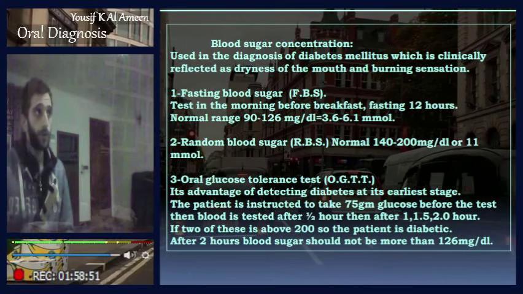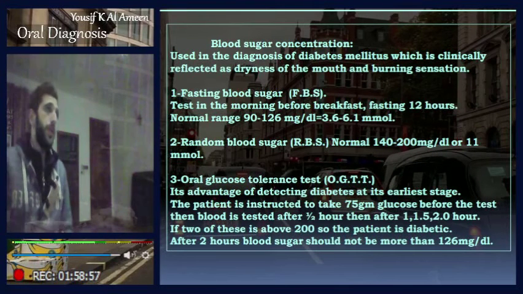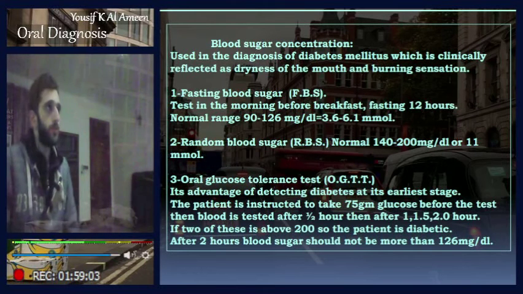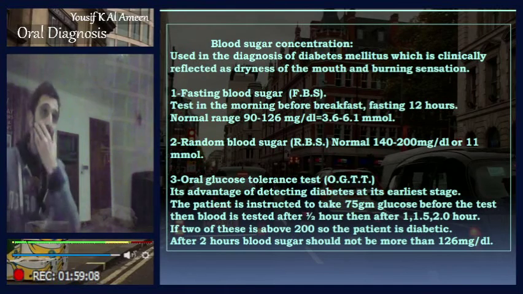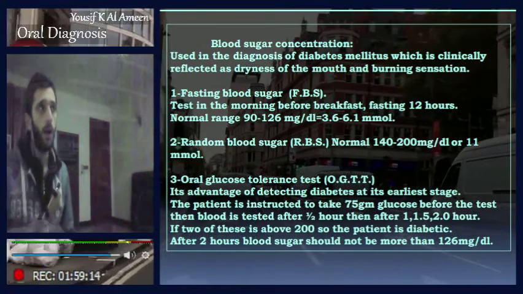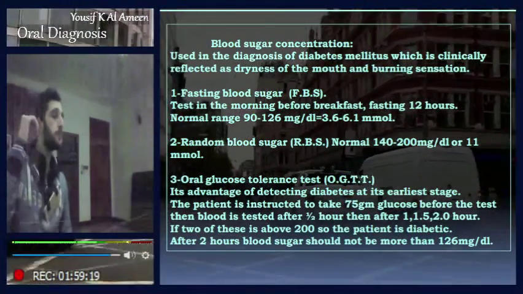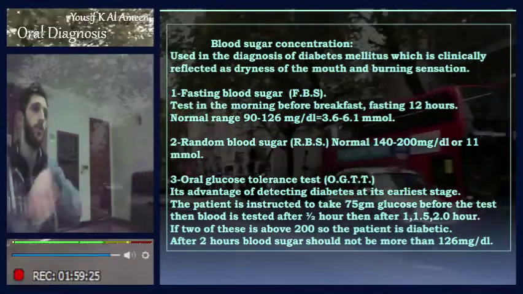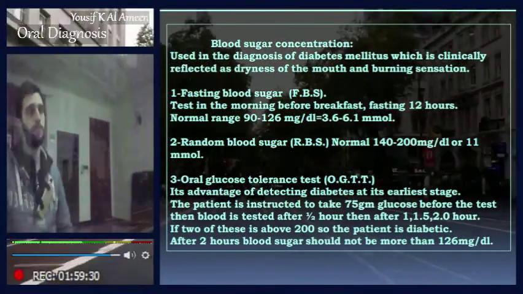Blood sugar concentration is used in the diagnosis of the diabetic patient, which is clinically reflected as dryness of the mouth and burning sensation in the patient. FBS, fasting blood sugar test, is done in the morning after fasting for 12 hours. A normal range is between 90 and 126 mg per deciliter.